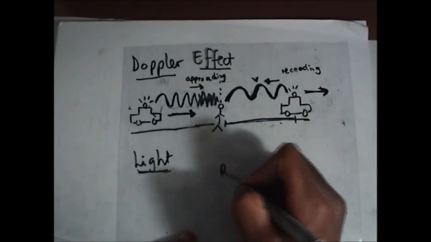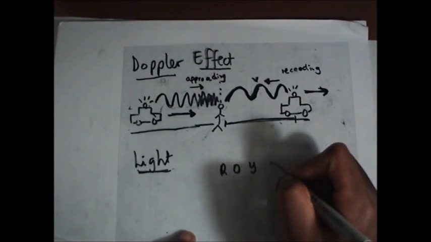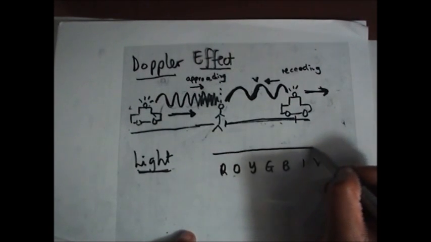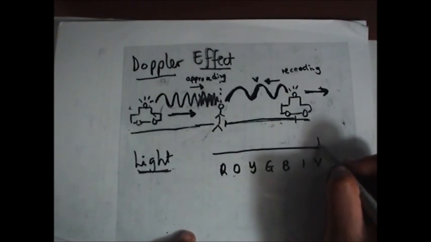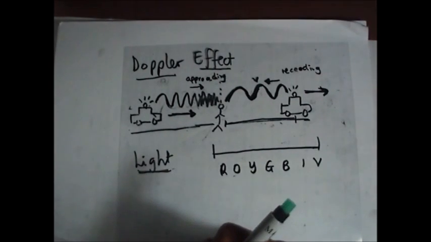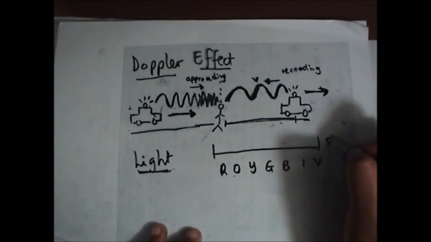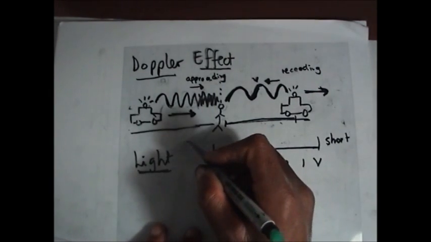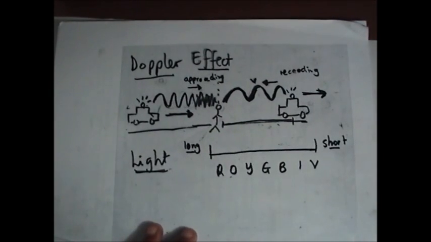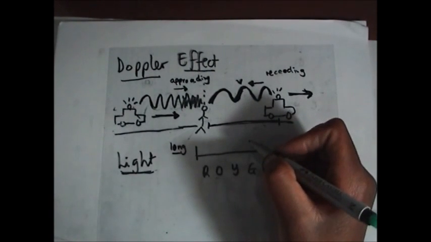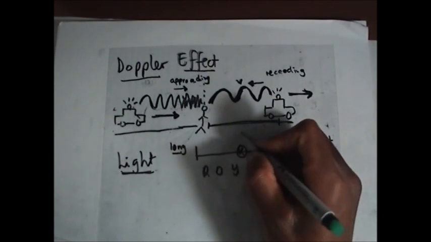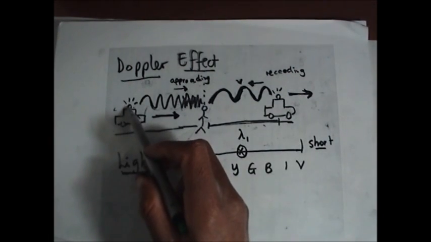So now imagine we have our electromagnetic spectrum. Actually, maybe I should have written it the other way, but these are short wavelengths and these are long wavelengths. This is the long side, this is the short side. So now imagine the color that we are observing is somewhere between yellow and green. Imagine this is the wavelength that we know.